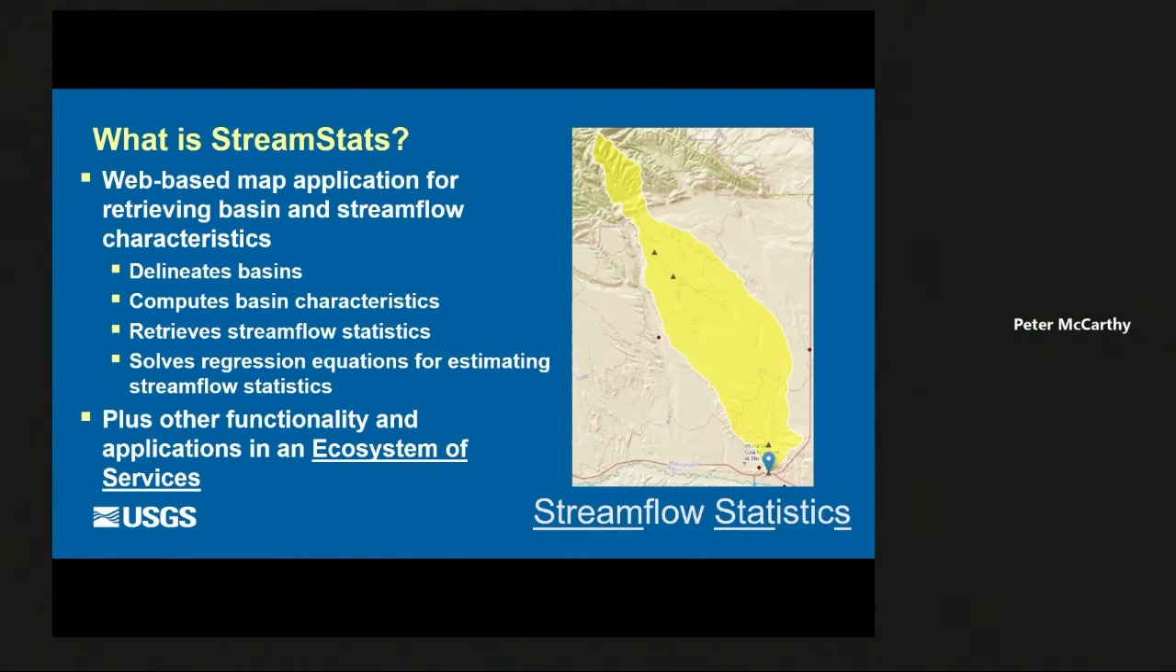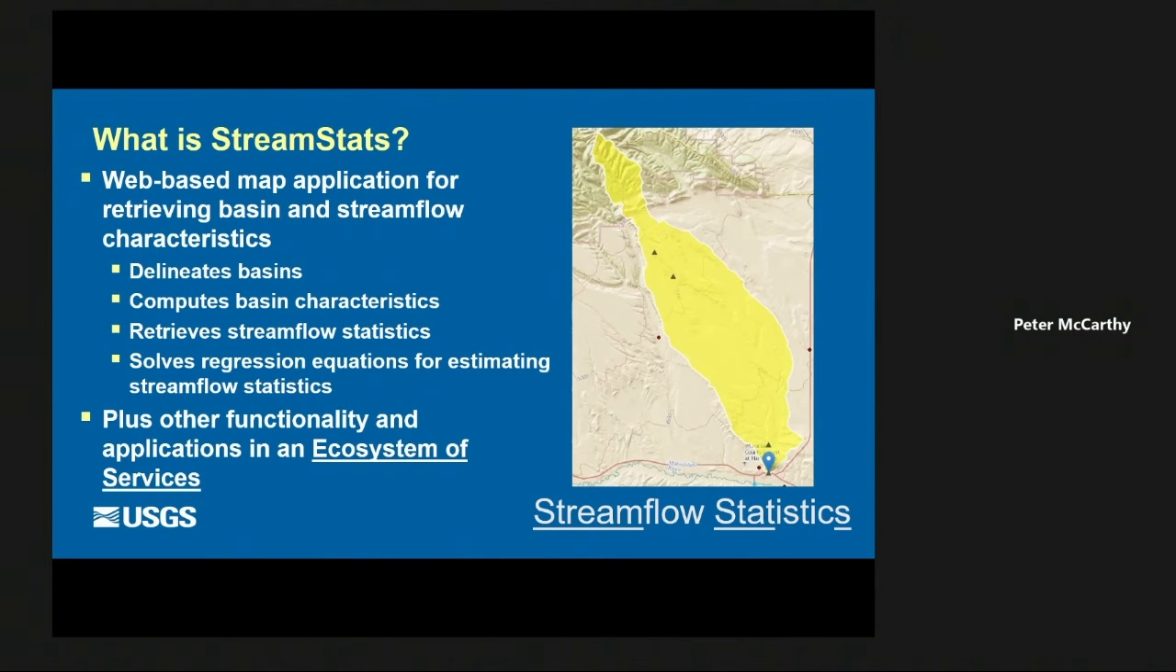These methods and these statistics come into StreamStats. We develop the tools to delineate the basins, compute basin characteristics, retrieve published streamflow statistics, or solve regression equations for estimating those values at ungaged locations. That's the core functionality of StreamStats. That's what StreamStats was essentially developed to do.